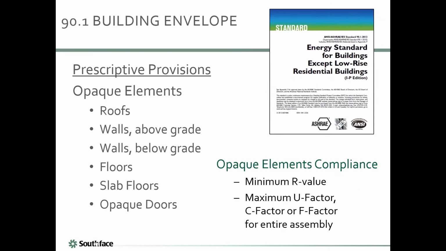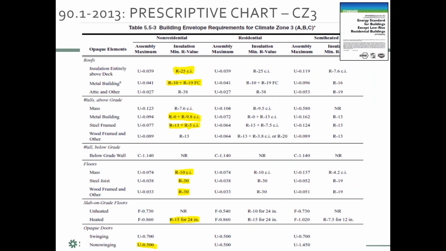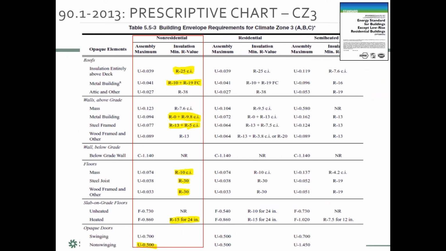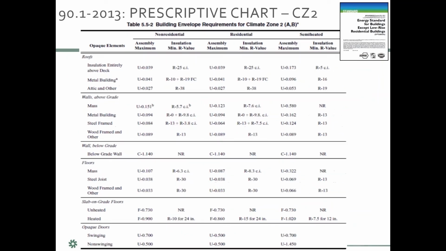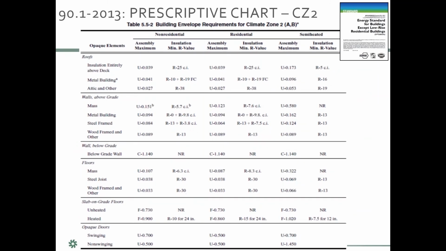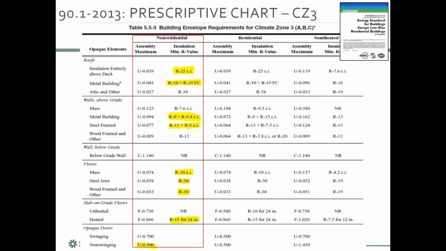So we're going to start off with the opaque elements. And let me see if I'm ready to do that. Yeah, I'm just going to jump to this one. I'm going to mainly focus on climate zone 3. You can see climate zone 3 is the middle of the state, zone 2 is the southern part, and zone 4 is the northern part. We're just going to focus for this on zone 3. You can always download the field guide and you can see all the climate zones.